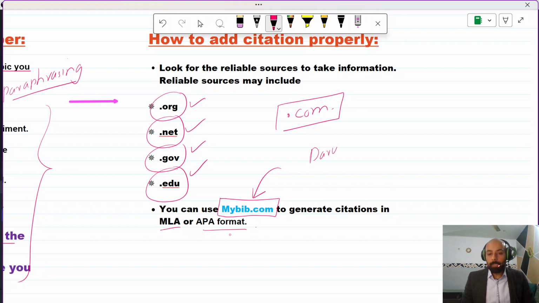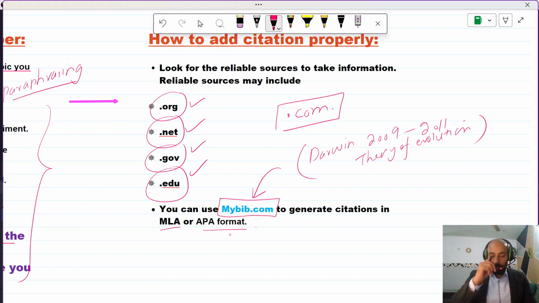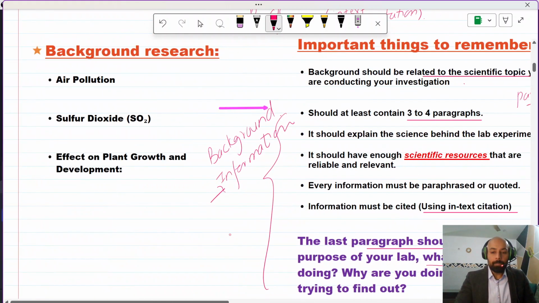Darwin. Let's say we have an example of Darwin, 2009 to 2011, who said this in the book A Theory of Evolution, etc. So it will give you the name of the author, the year in which it was said, and the source from where it was taken. Okay, so you have to use this properly as an in-text citation.